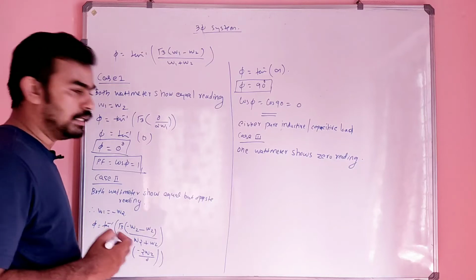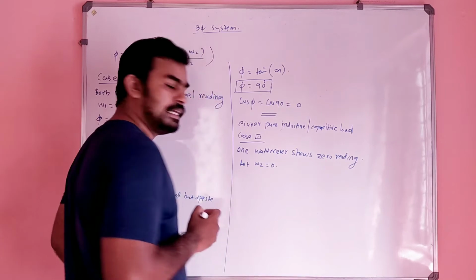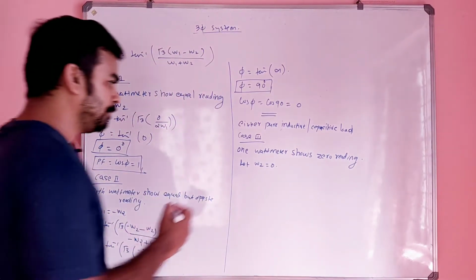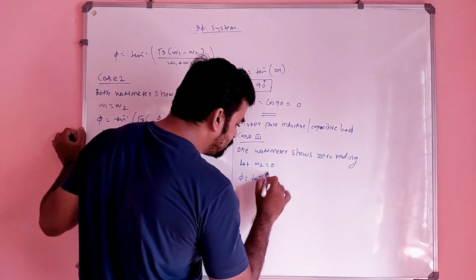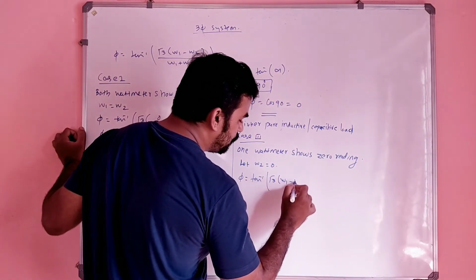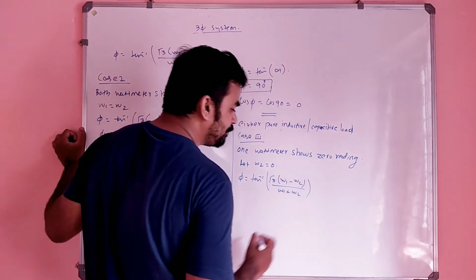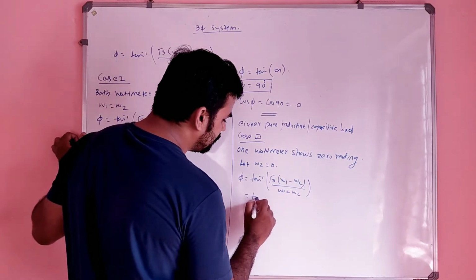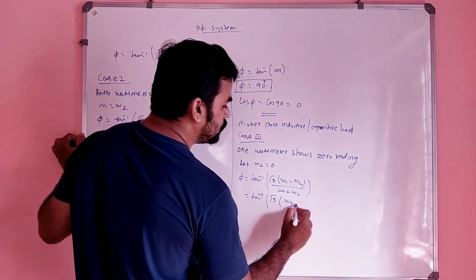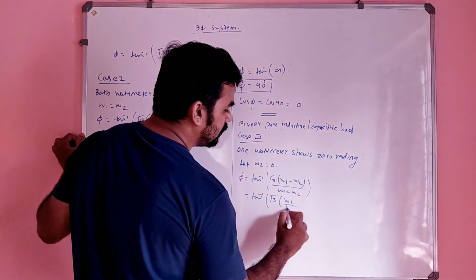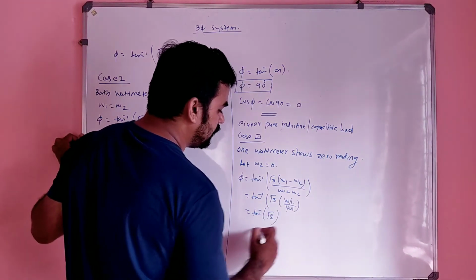One wattmeter shows 0 reading. Let W2 be equal to 0. Then phi will be equal to what? Phi is nothing but tan inverse root 3 into (W1 minus W2) divided by (W1 plus W2). Correct or wrong? Which will be nothing but tan inverse root 3 into W1 divided by W1, since W2 is equal to 0, no? So it is simply tan inverse root 3, correct?